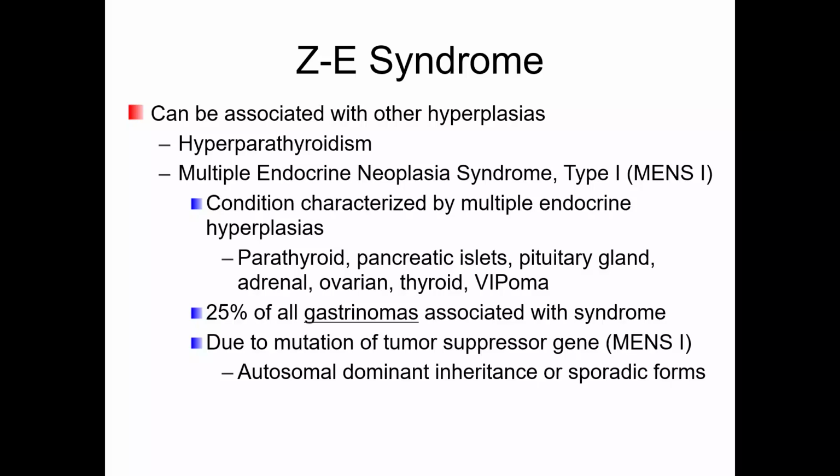So ZE syndrome can be associated with other hyperplasias, hyperparathyroidism, multiple endocrine neoplasia syndrome type 1. It's a condition characterized by multiple endocrine hyperplasias: parathyroid, pancreatic islets, pituitary gland, adrenal, ovarian, thyroid, VIPoma. 25% of all gastrinomas are associated with the syndrome. Due to the mutation of a tumor suppressor gene, it's an autosomal dominant inheritance, and there are also sporadic forms that exist.